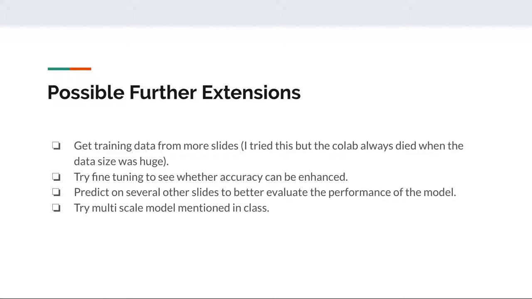Possible further extensions include getting training data from more slides. I tried this, but Colab always died when the data size was huge. I'm also going to try fine-tuning to see whether accuracy can be enhanced, and to predict on several other slides to better evaluate the performance of the model. I also plan to try the multi-scale model mentioned in class.